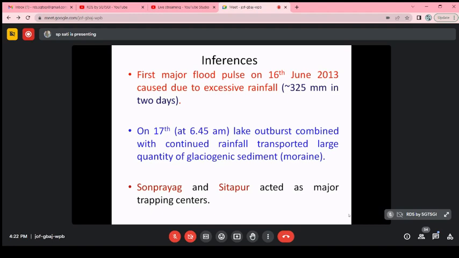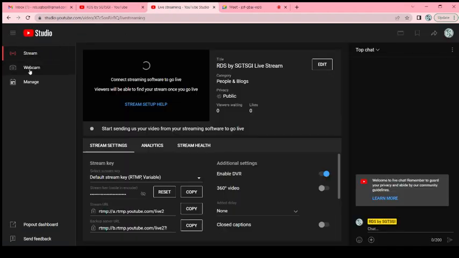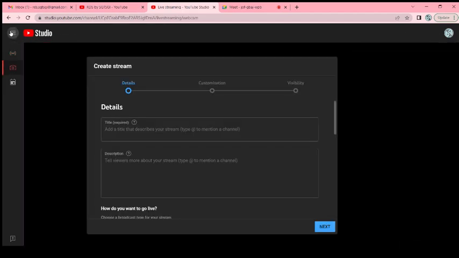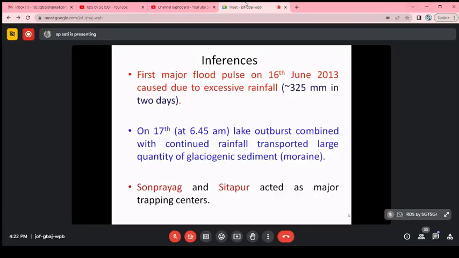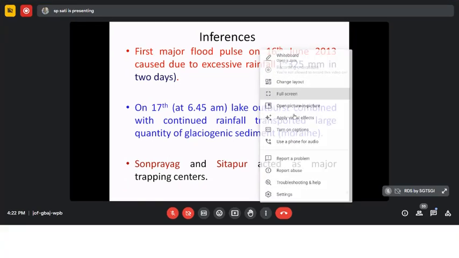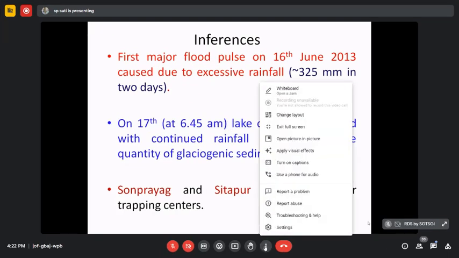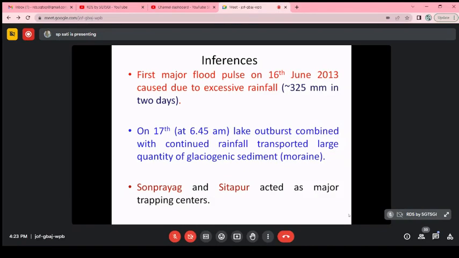On 17th there was another outburst of the Chorabari lake, which caused tremendous damage on the downslope sides. Another peculiar thing is that in the downstream, Sonprayag and Sitapur were the two regions where the major sediment which came from the Kedarnath region was accommodated, and less sediment came downwards. Otherwise, the damage would have been much higher in the downstream.